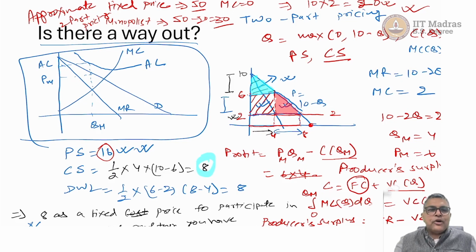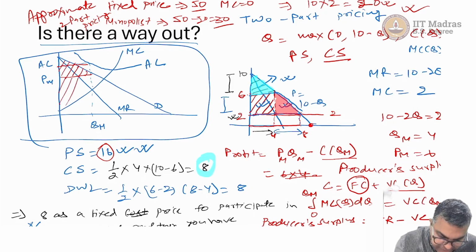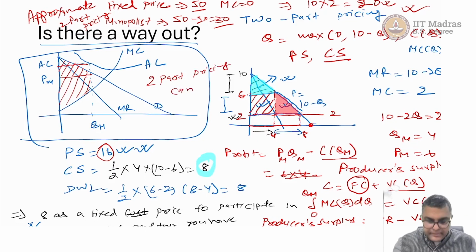Getting back to our original problem, yes, there is a way out. It is very much possible that if the monopolist is able to extract this consumer surplus from the buyer, which it will get as producer surplus, a two-part pricing can still make this venture profitable for the monopolist. That is what I am getting at.